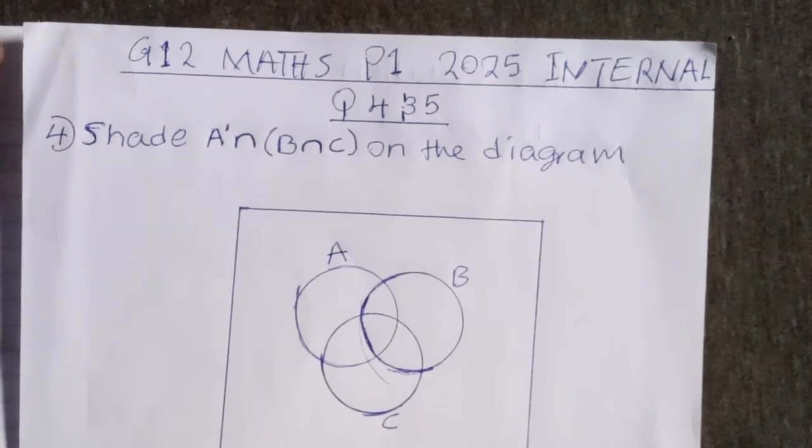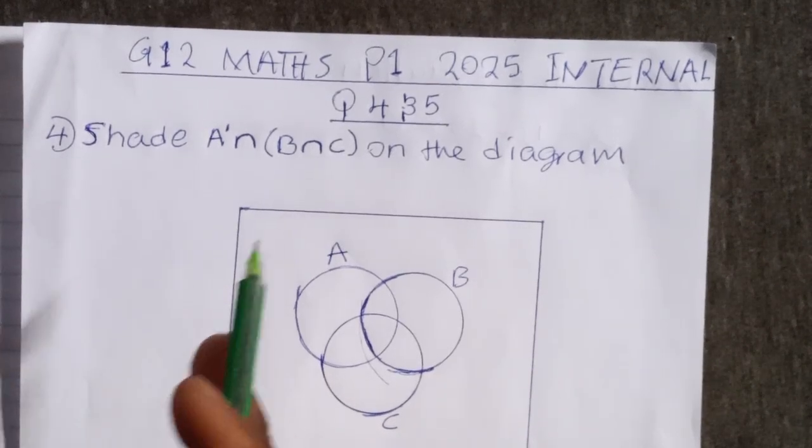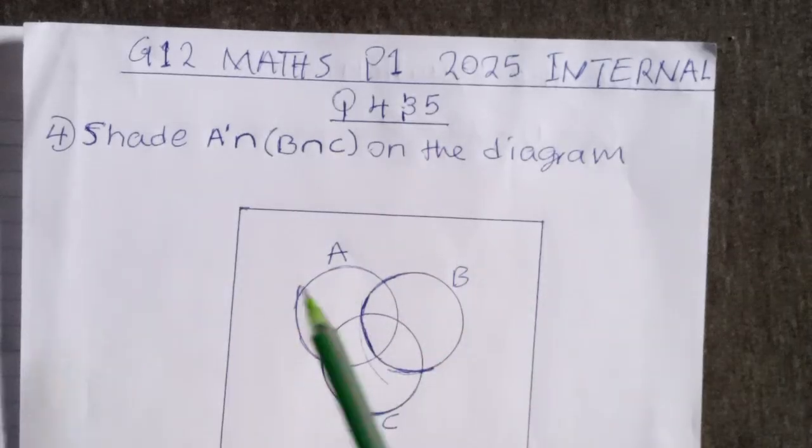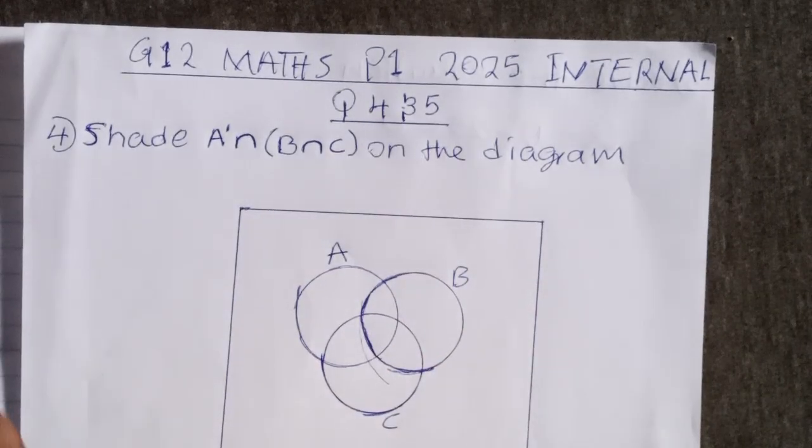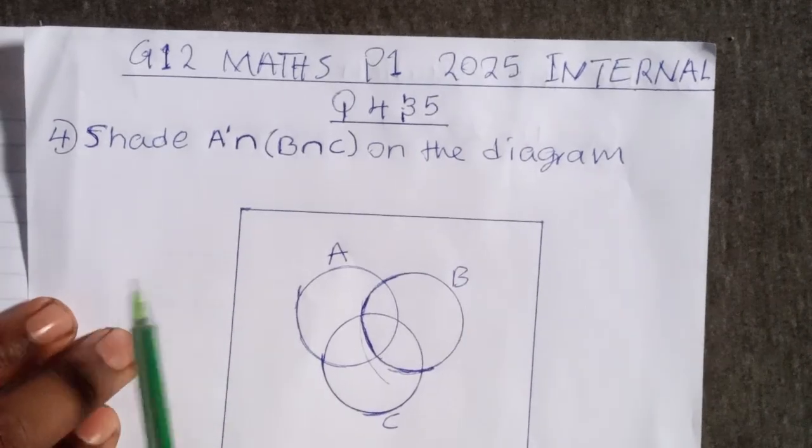Okay, so this is Grade 12 Mathematics Paper 1 for 2025. This is a past paper, and in this video I'm going to solve two questions, question 4 and question 5. So without wasting much of your time, let us start solving.